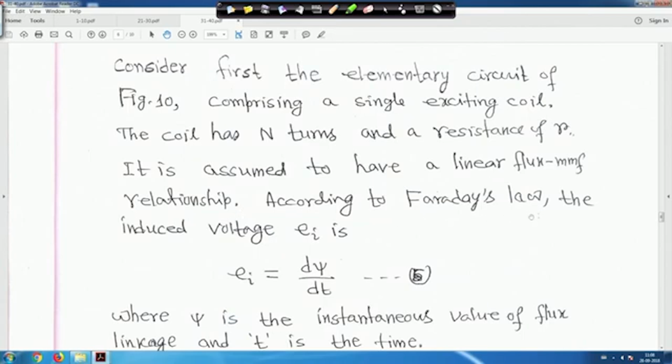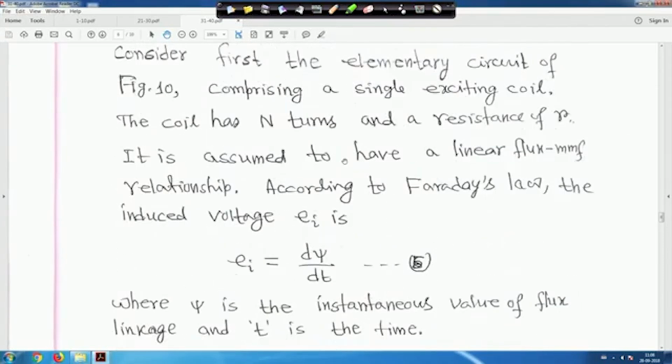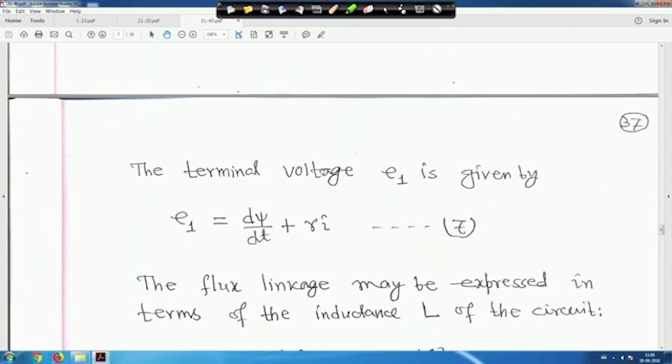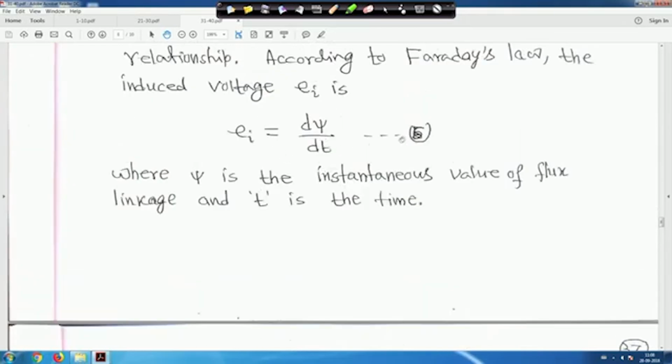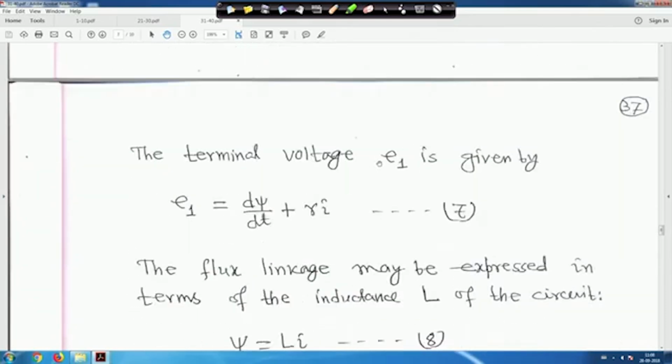Now according to Faraday's law, the induced voltage EI is given by EI equal to d psi by dt, because this voltage is EI, and this is the number of turns n. So EI is equal to n d phi by dt, therefore EI is equal to d psi by dt. This is equation 6, right? And the terminal voltage U1 is then given by U1 is equal to EI plus RI, but EI is equal to d psi by dt. So U1 is equal to d psi by dt plus RI.